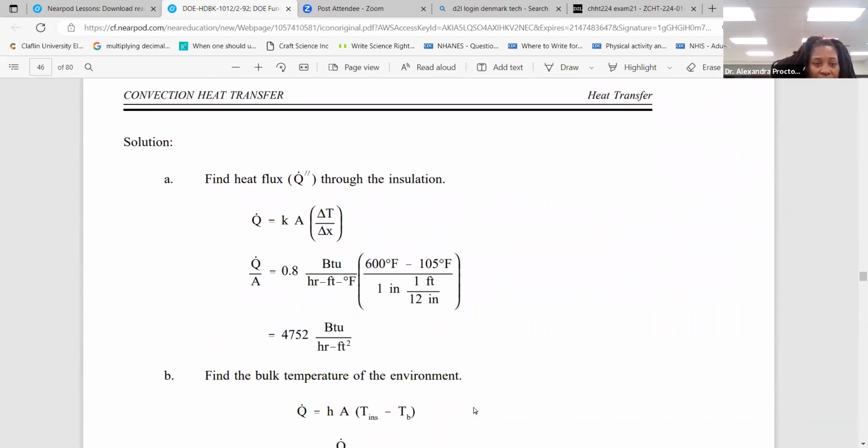They use the equation where you find the heat flux through the insulation. Q is equal to K A times delta T over delta X. Q over A is equal to 0.8 BTU per hour foot degree Fahrenheit, and then of course they subtract the temperatures, 600 minus 105, and divide it by the conversion factor where 1 inch is 1 inch times 1 foot over 12 inches.